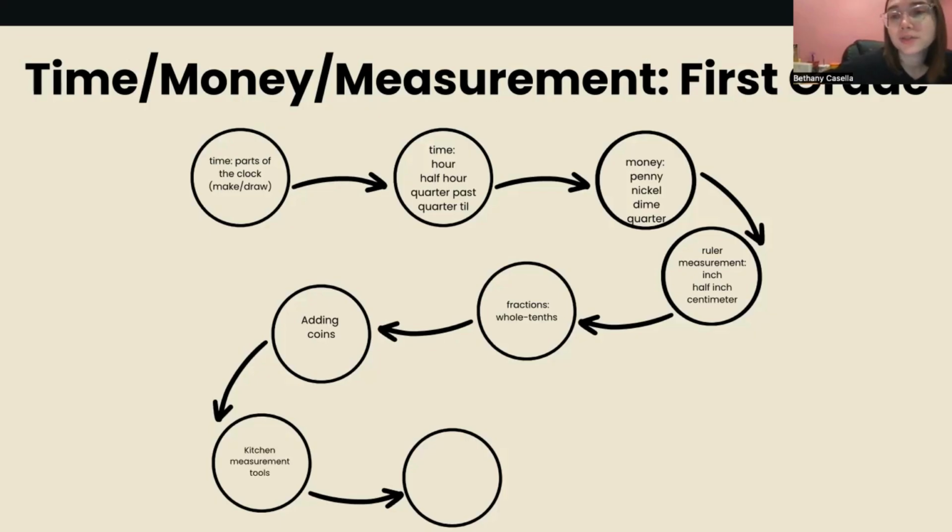Kitchen measurement tools. I like to do that with the fractions usually around November when it's baking before the holidays in November and December. So say, well, this is a half cup, which matches the red half fraction. And then measurement word problems too. So just saying, Sally measured this and it was a half of an inch, and she measured something else. Very simple for first grade.